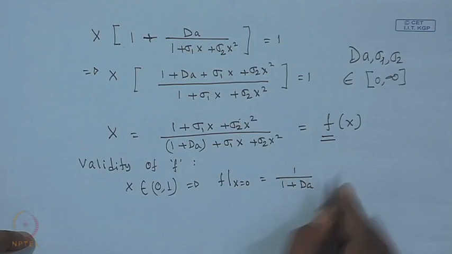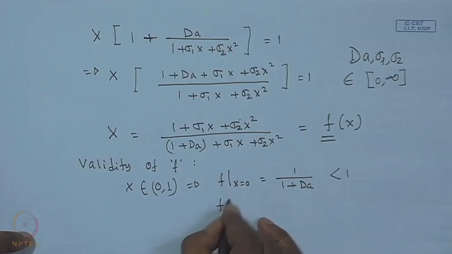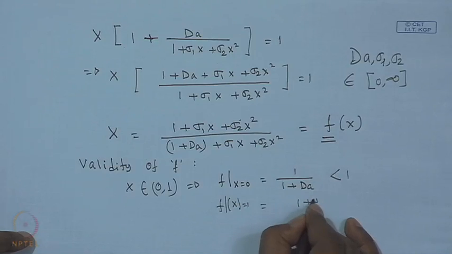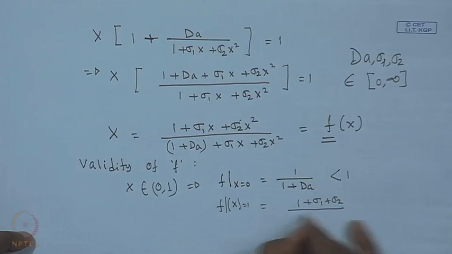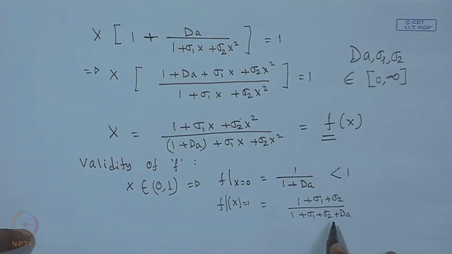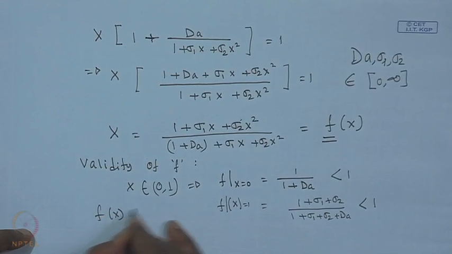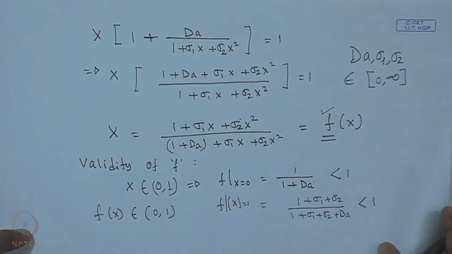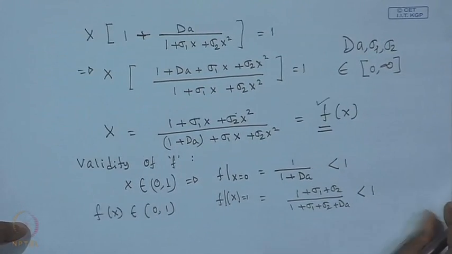So, 1 by 1 plus dA is always less than 1, and f evaluated at x is equal to 1 will be 1 plus sigma 1 plus sigma 2 divided by 1 plus sigma 1 plus sigma 2 plus dA. Since dA is a positive real number, the denominator is always greater than the numerator. So, this will always be less than 1. So, f(x) is also lying in the domain 0 to 1. Therefore, the choice of this map is appropriate and this map has every quality to be a contraction map. Then we look into the next steps.